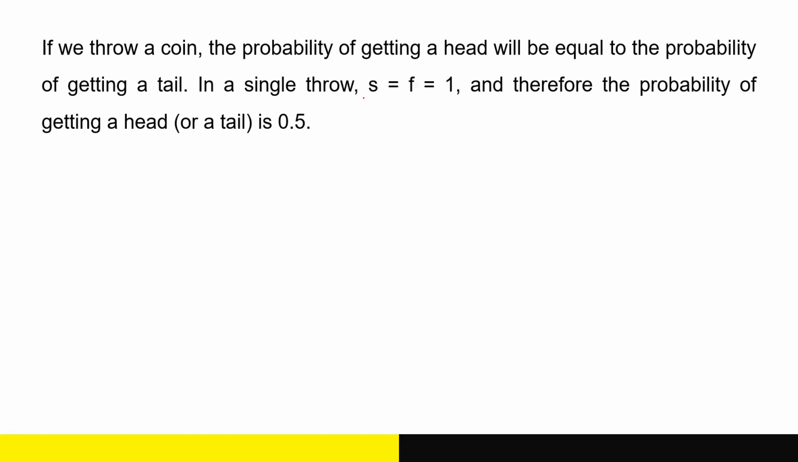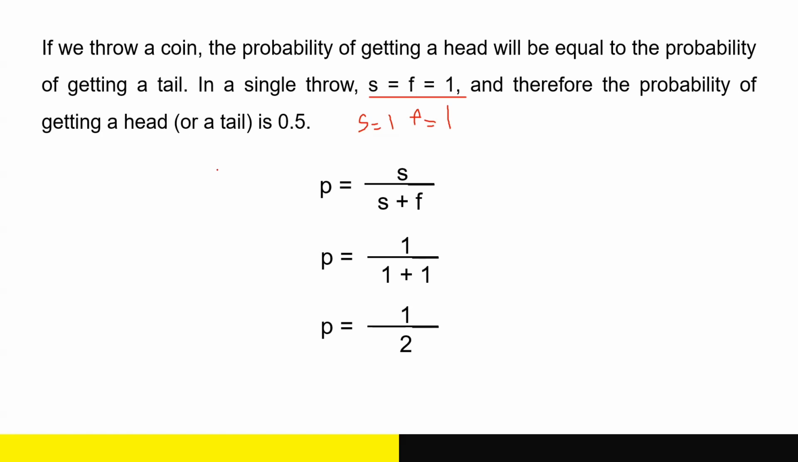So, in the formula, s equals f equals 1 refers to the number of successful outcomes and the number of unsuccessful outcomes. So the value of s is 1, as well as the value of f is 1. So we have here the formula that calculates the probability of getting a success, which in this case is getting a head. Since the value of s is 1 and f is 1, 1 divided by 1 plus 1, so we have 1 over 2, so our probability is 0.5. So it means that there is a 50% chance of getting heads when you toss a coin once, and the probability of getting tails is also 50%.